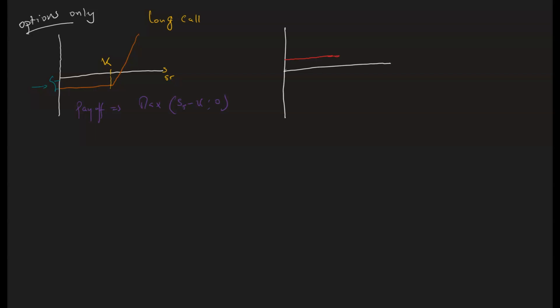And as soon as the stock price goes above the strike price, we start losing. And so that's what we're going to have. And so this is going to be our short call. And at the short call, we're going to have our strike price here. Now, the long call is going to be positive here and going to be negative here. The short call is going to be positive here to the extent of the premium, and it's going to be negative there.